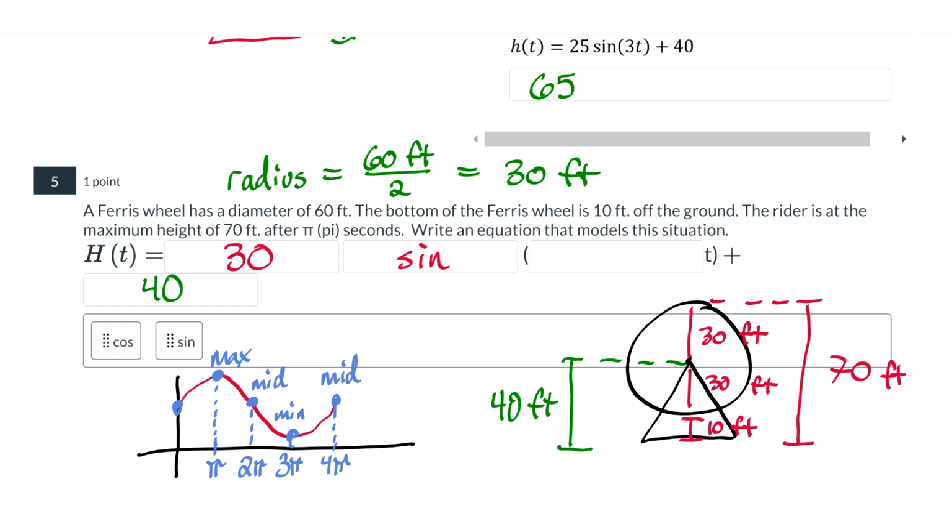And to find frequency, your b value, it's 2 pi over your period, and our period is 4 pi. And 2 pi divided by 4 pi simplifies to 1/2. So you could have said 0.5 or 1/2. And if you put that all together, that should be the function, 30 times sine of 1/2 t plus 40.